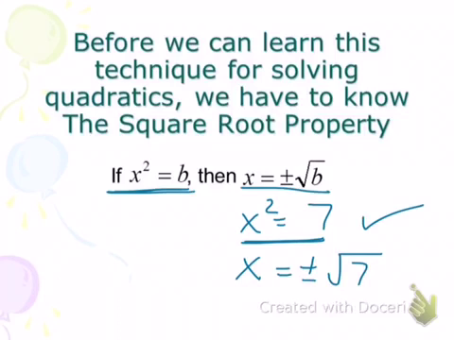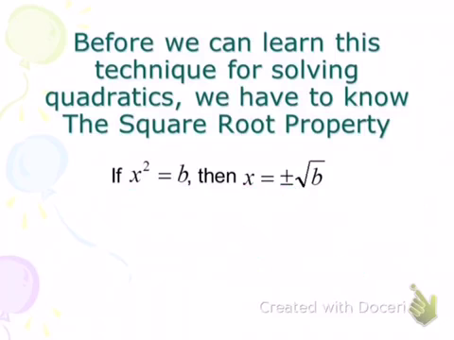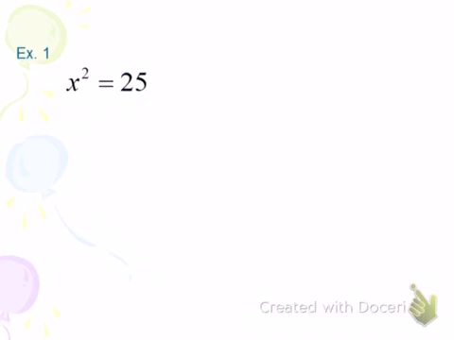Doesn't that make sense now? If you put the square root of 7 in here for x and you square it, what happens to the square root symbol? It goes away and you're left with 7. Same thing if you put the negative square root of 7 in there and you square it, you get 7 when you're done. So the conditions of the square root property are met there. So what would we have here?